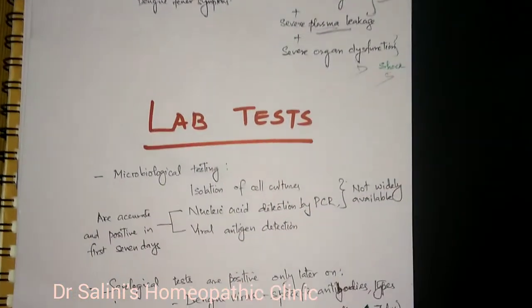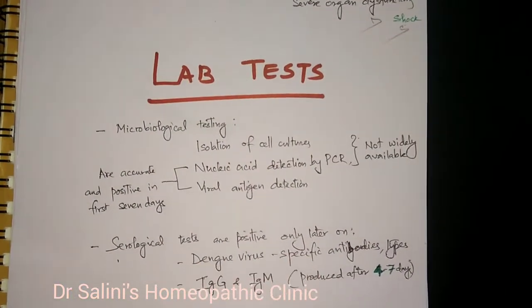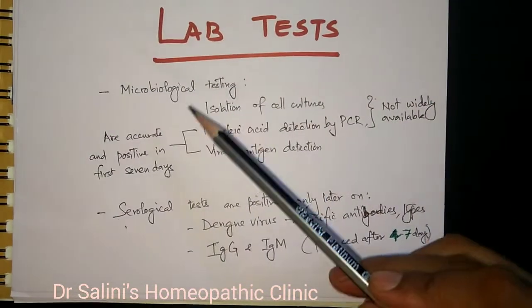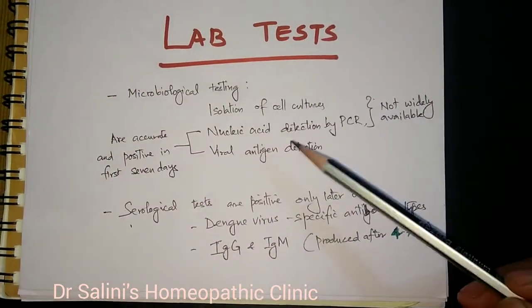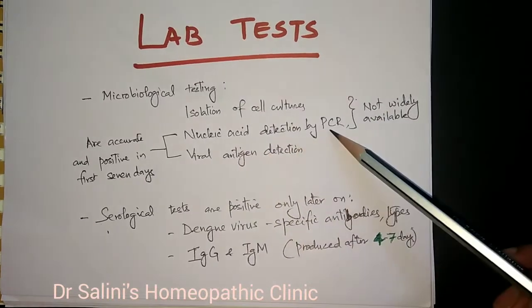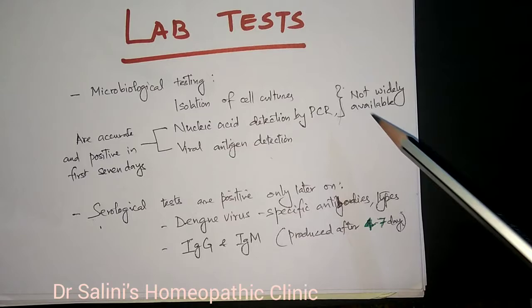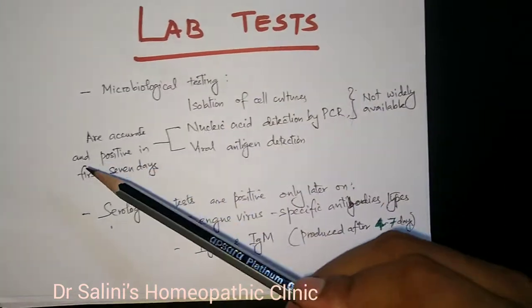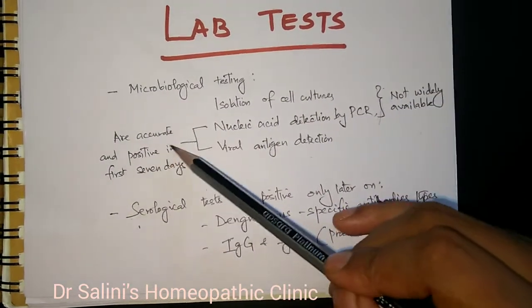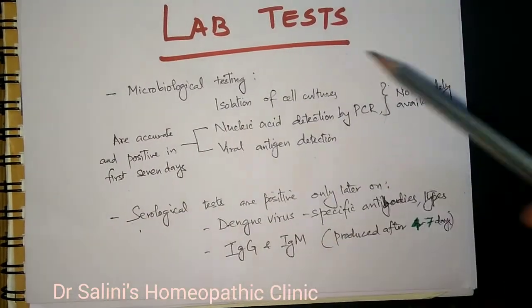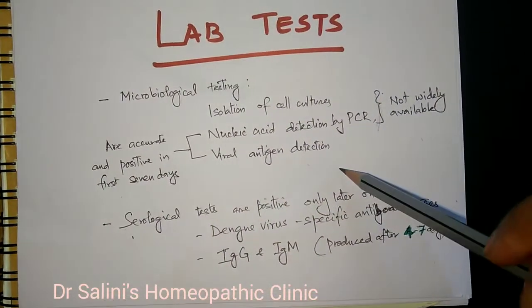The lab tests: microbiological testing, serological tests, blood tests. In microbiological testing, there is isolation of cell cultures, nucleic acid detection by PCR, and viral antigen detection. These tests are not widely available in all places, but they are accurate. From the start to almost 7 days, we can find these tests to be positive.